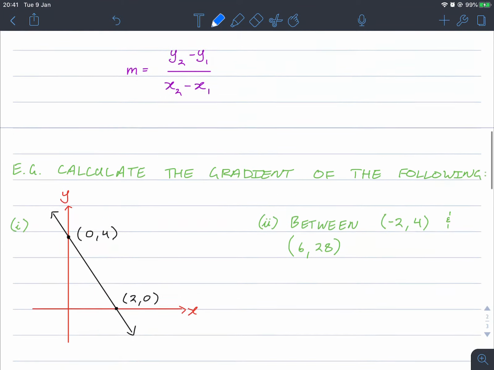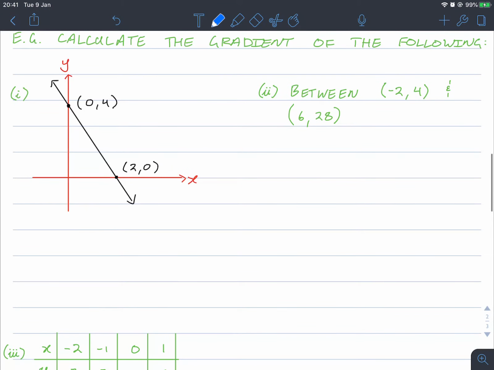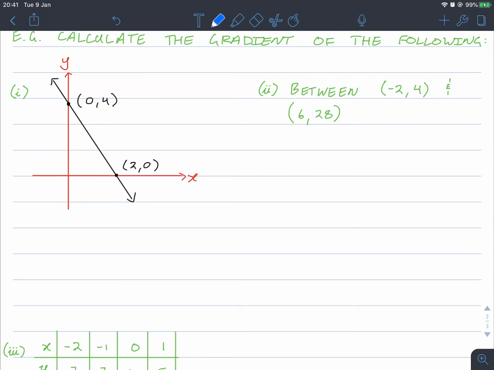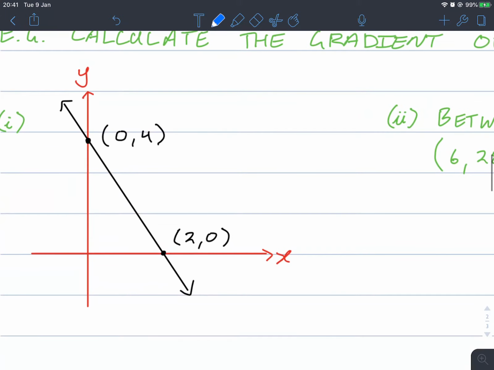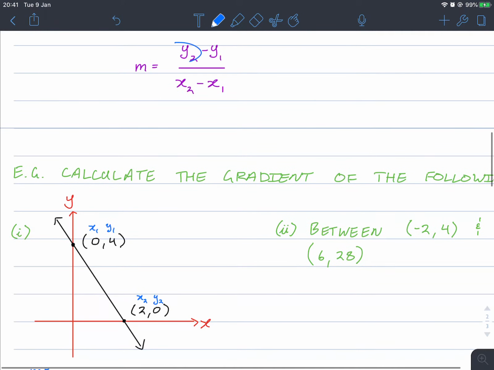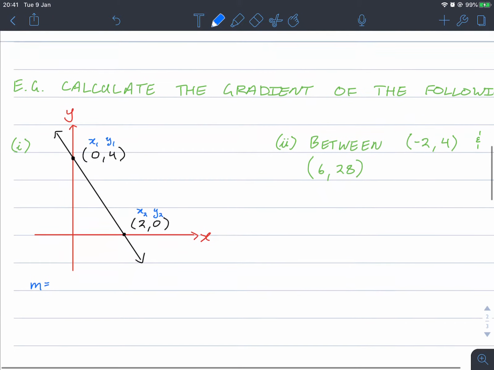So I'm going to do 3 examples for this. Hope you can follow along. Let's calculate the gradient of the following. Let's say we had a graph showing us the x and y intercept. From here we can just label that this is x1, that's y1, this is x2, and that's y2. Just using our gradient equation, we get m equals y2 minus y1. Let's do that first.